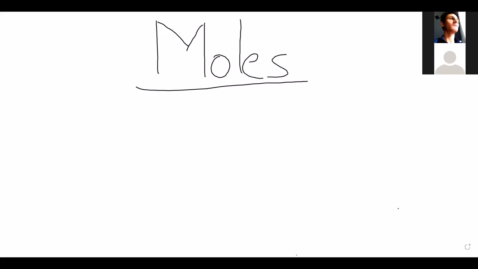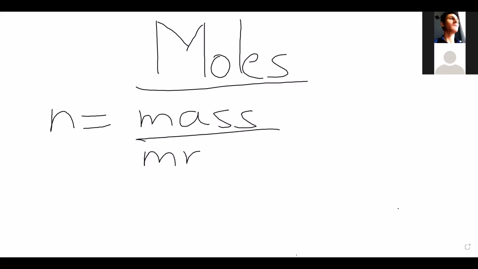So first we'll do all the formulas of moles. The first formula for number of moles is n equals mass over Mr or Ar. Mass is in grams, and Mr or Ar has to be calculated using the masses given in the periodic table.